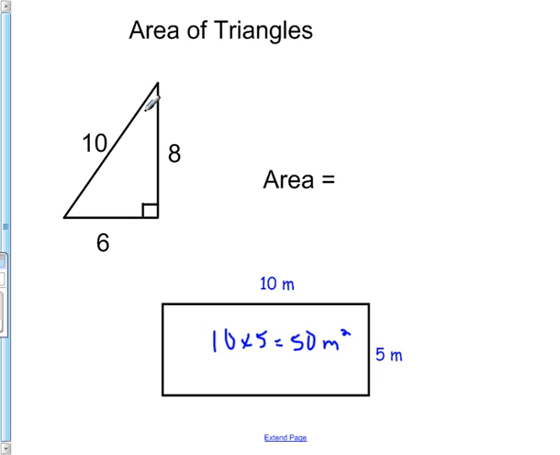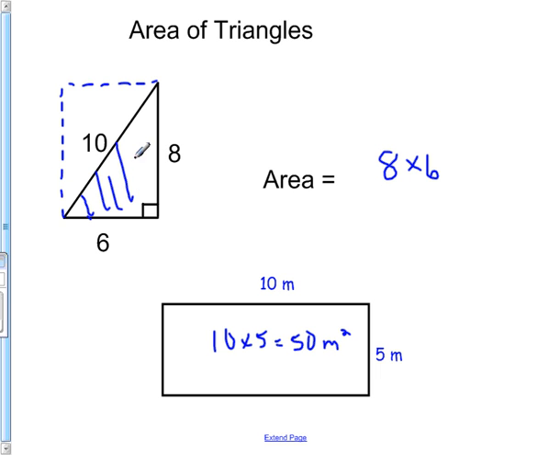So what I'm going to do is I'm going to draw a line straight over from here, just a little dotted line, and a line straight up from here. And what I made there, if I go all the way around it, is a rectangle. And this rectangle, the area would be 8 times 6. But that's not what we're asking you. I'm asking you, what's the area of the triangle?